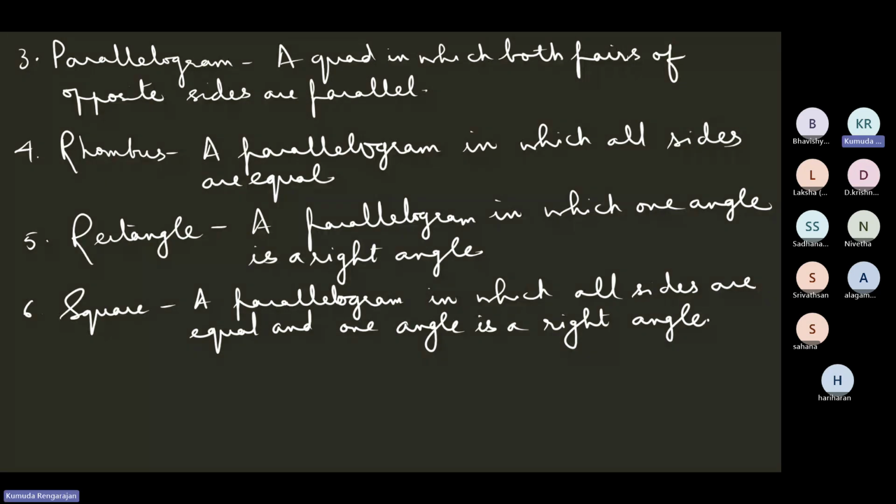A rhombus is a parallelogram in which all sides are equal. A rectangle is a parallelogram in which one angle is a right angle. A square is a parallelogram in which all sides are equal and one angle is a right angle. In rhombus, all sides equal. In rectangle, one angle is a right angle. In a square, put both of these together: all sides equal and one angle is a right angle. Rhombus, rectangle, and square are special parallelograms.